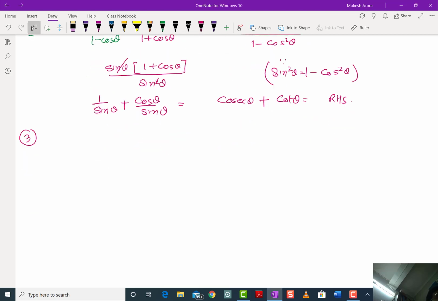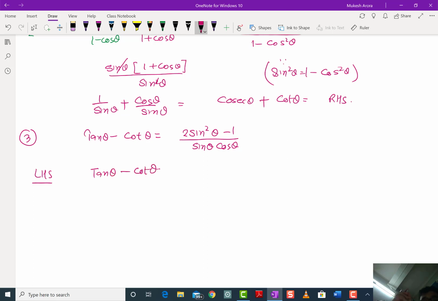Third is tan theta minus cot theta is equal to (2 sine square theta minus 1) upon sine theta cos theta. Left hand side: tangent theta minus cot theta. An identity we cannot use, but we can change into sine theta and cos theta. This will be sine theta by cos theta, and this will be cos theta by sine theta.